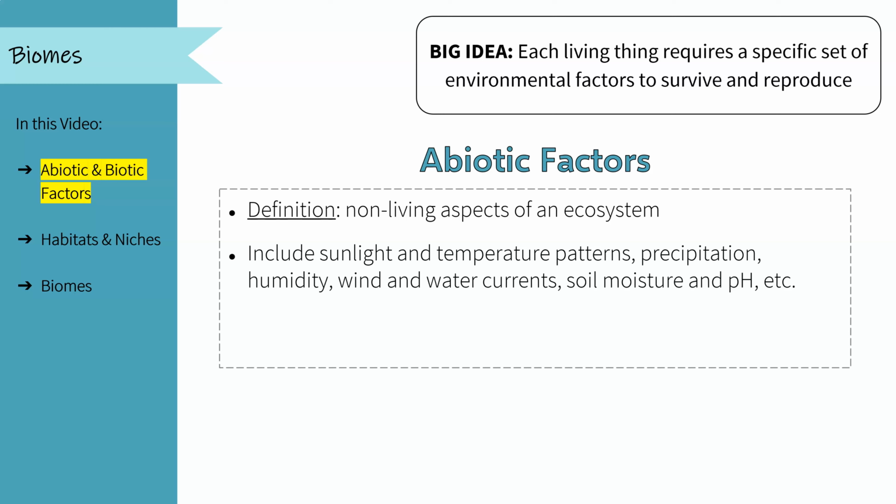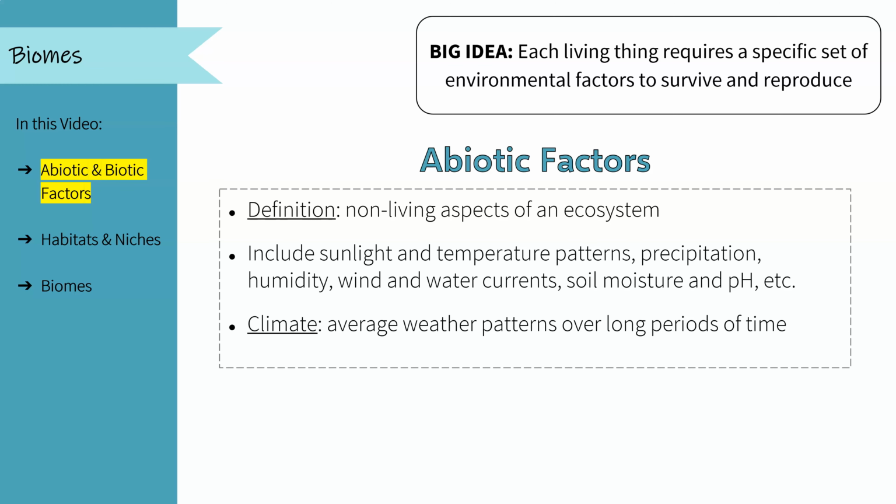Some of these things like sunlight, temperature, precipitation, humidity, and wind currents are what we might think about as weather. We'll think about weather as those conditions on a single day or in a single moment, but when we talk about where living things live, we might talk more about climate. Climate is the average weather patterns that an area sees over long periods of time.